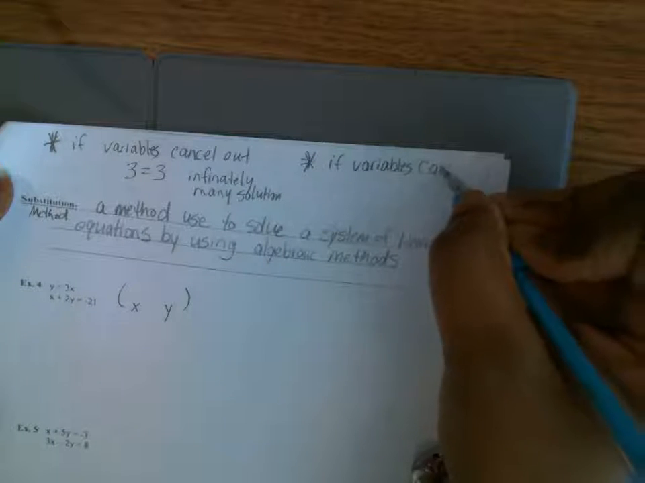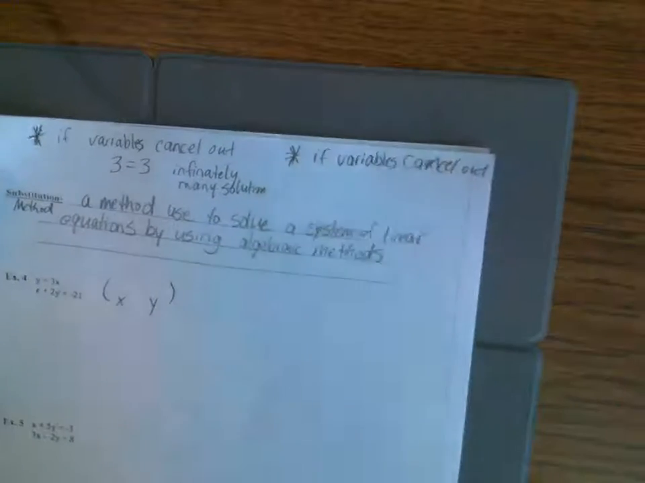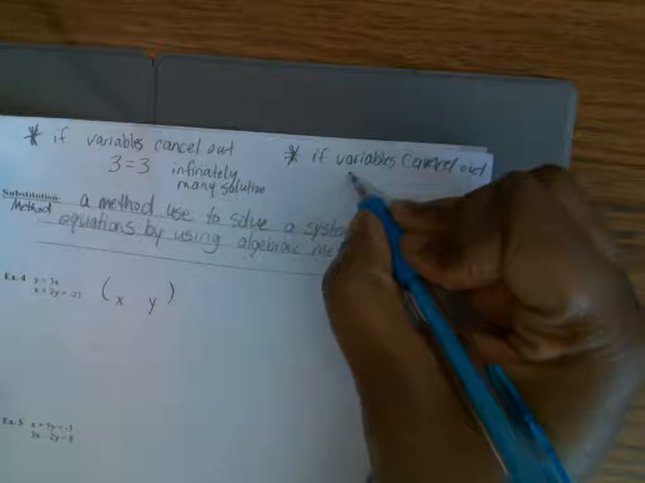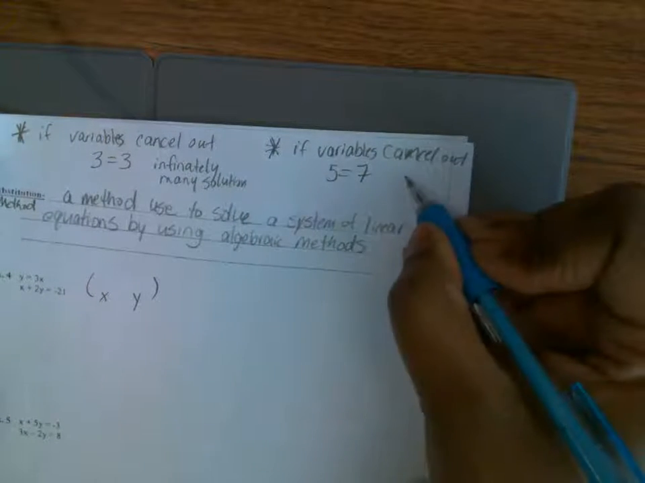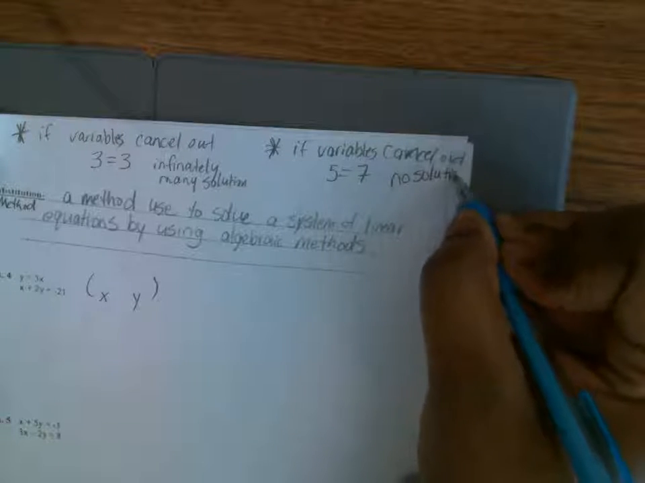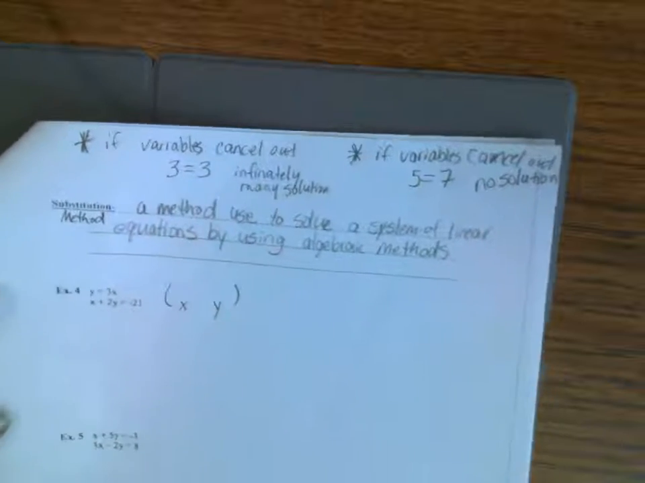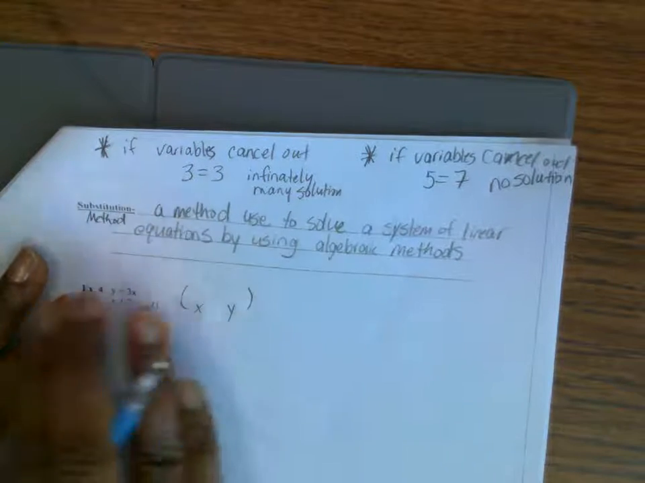If variables cancel out and both sides are not equal, like maybe 5 is equal to 7, 5 is not equal to 7, then that means this system has no solution at all. Okay? This is going to be super important to know.